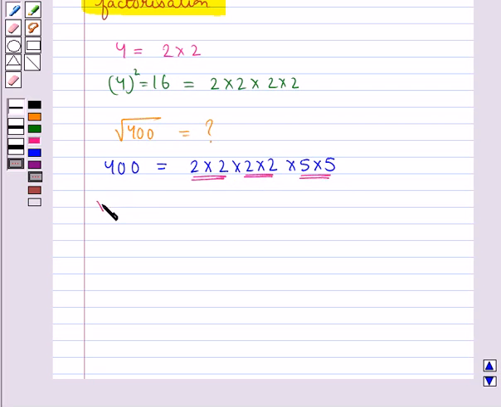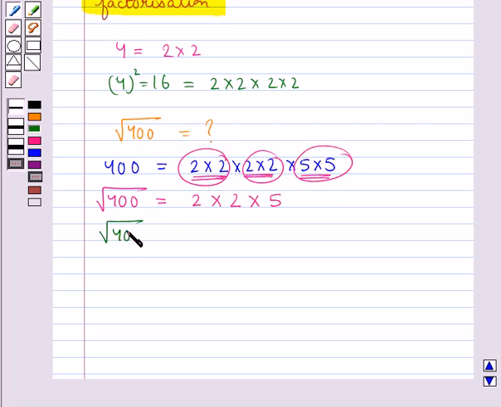Now, to find the square root of 400, we take out one factor from each pair. So from the first pair, we have a 2, multiplied by a 2 from the second pair, multiplied by a 5 from the third pair. So this gives us square root of 400 is equal to 20. This is how we find the square root of a number through prime factorization.